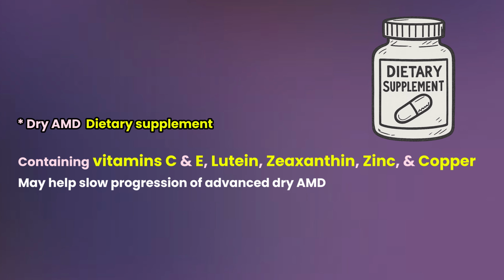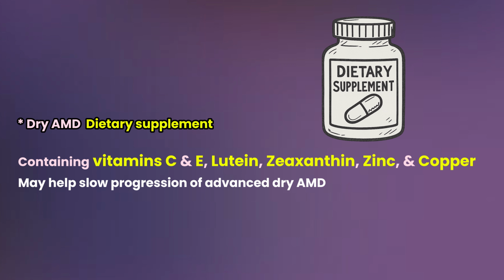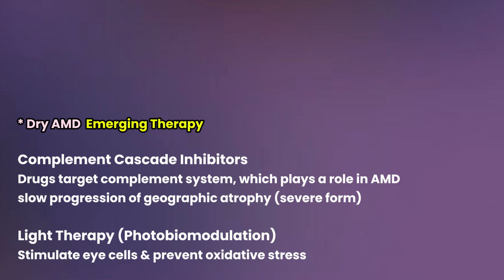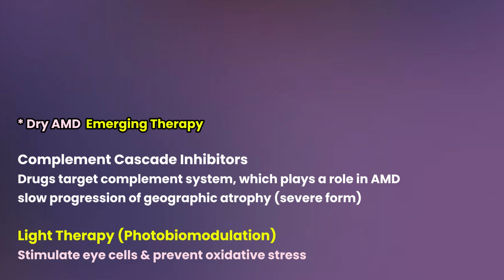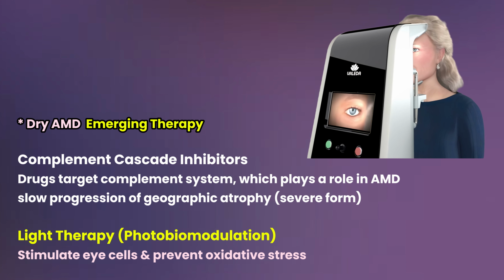Studies suggest that dietary supplements containing vitamins C and E, lutein, zeaxanthin, zinc, and copper may help slow the progression of advanced dry AMD. Emerging therapies. Complement cascade inhibitors. Drugs target the complement system, which plays a role in AMD, and have been shown to slow the progression of geographic atrophy, a severe form of dry AMD. Light therapy, photobiomodulation. Some studies suggest that light therapy may stimulate eye cells and prevent oxidative stress, potentially slowing down AMD progression.